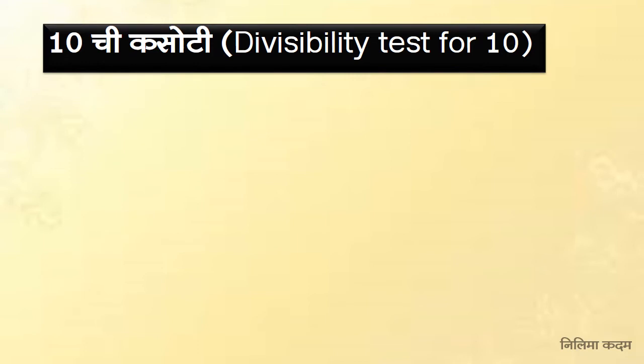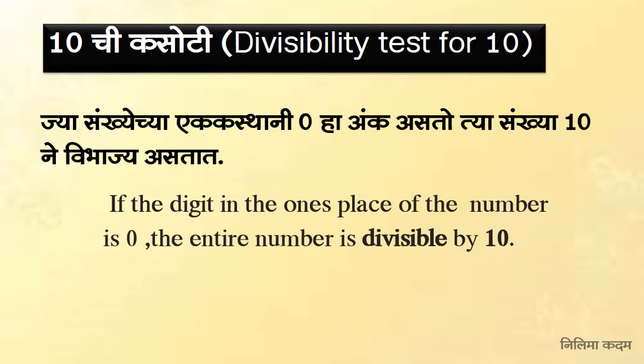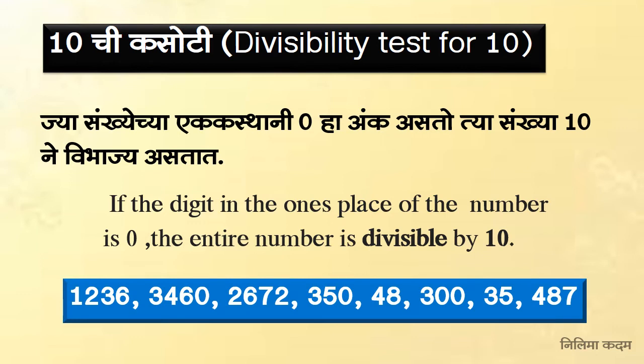Divisibility test for 10. If the digit in the ones place of the number is 0, the entire number is divisible by 10. So, it's a very easy test. 3,460, 350, 300, these numbers are divisible by 10.